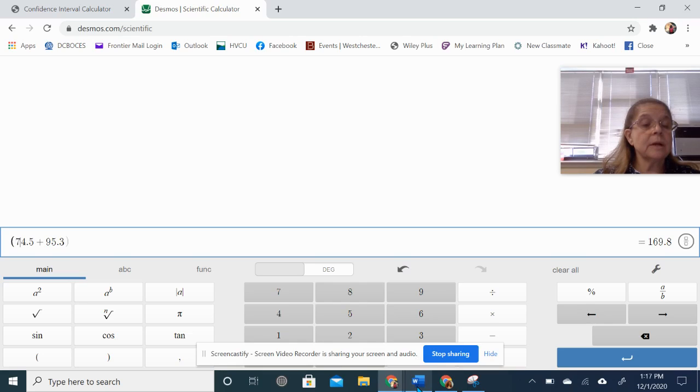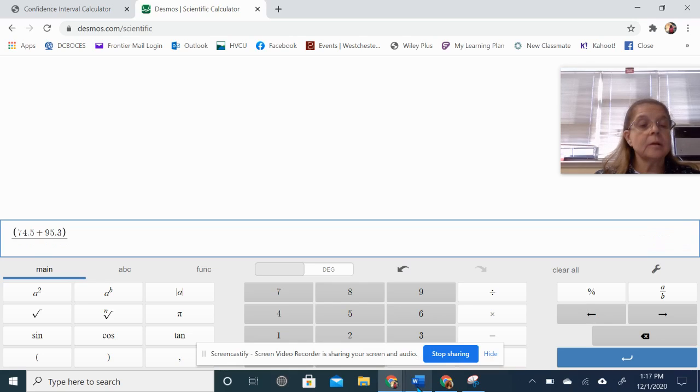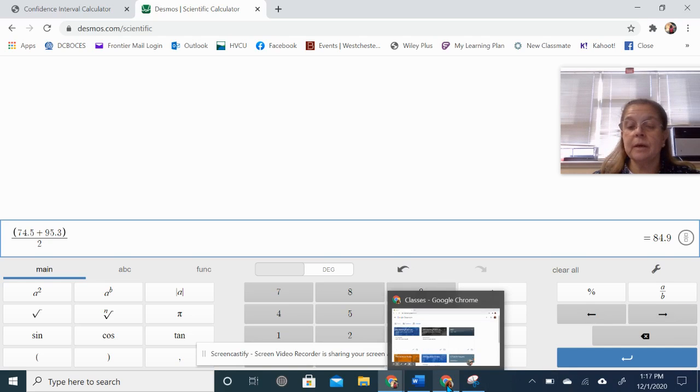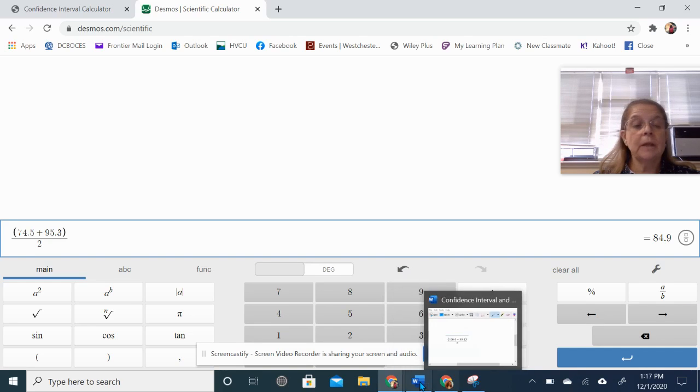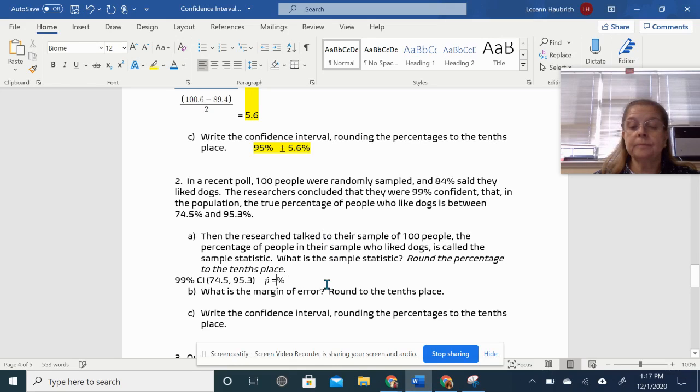I will put the parentheses on. Divide by 2. 84.9. 84.9%. So here's our sample statistic.